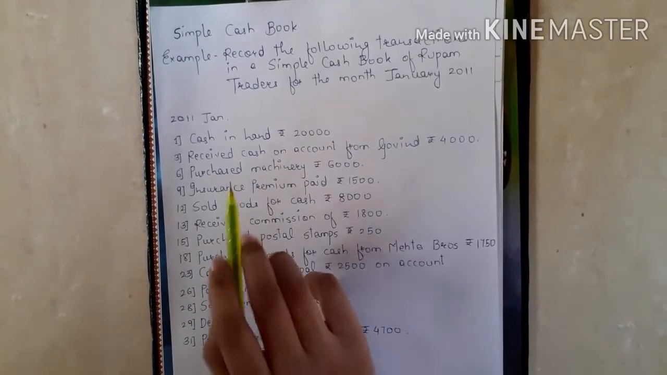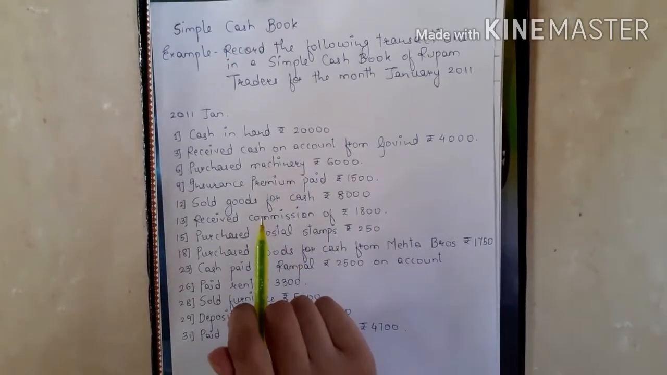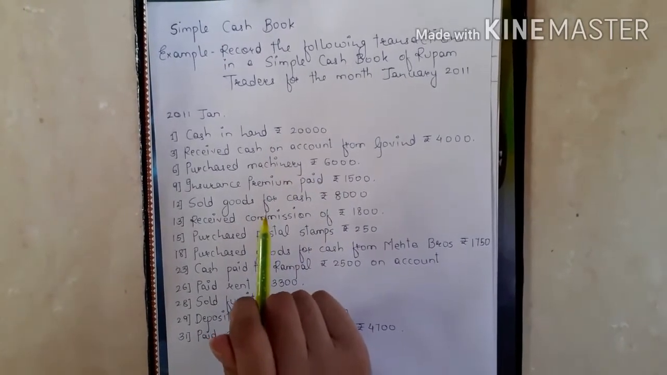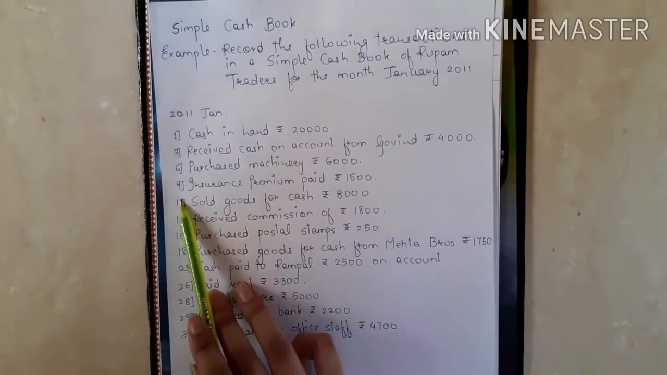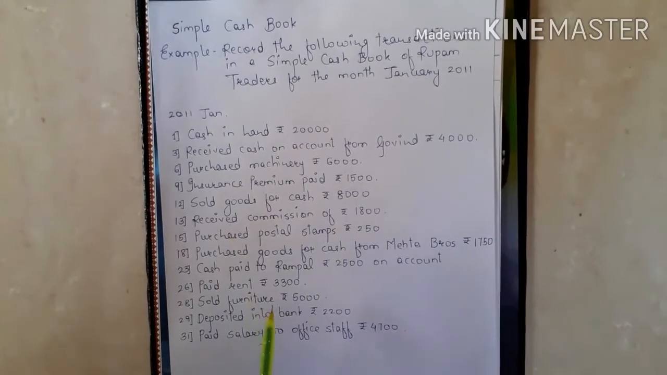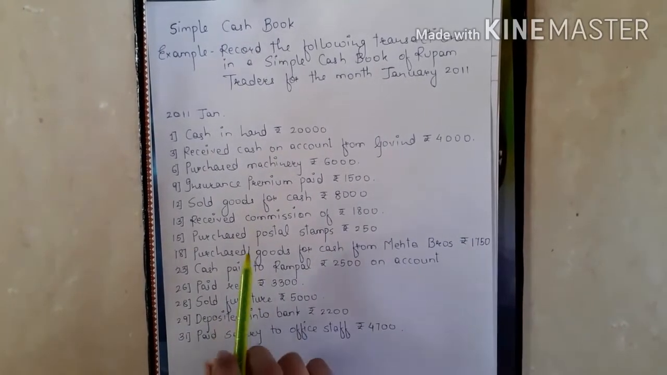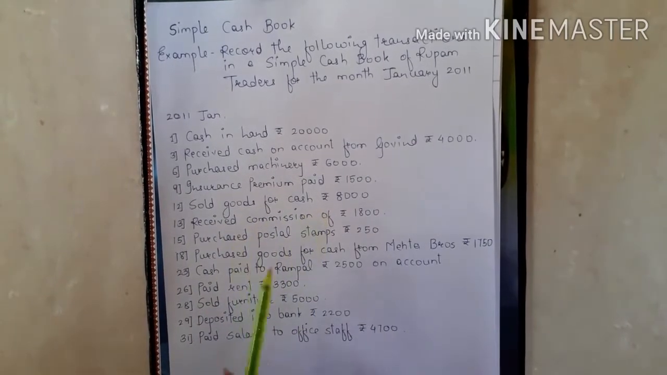On 6th January, purchased machinery rupees 6,000. Okay, Rupam Traders purchased machinery of rupees 6,000. Next, 9th January, insurance premium paid rupees 1,500. On 12th, sold goods for cash rupees 8,000.